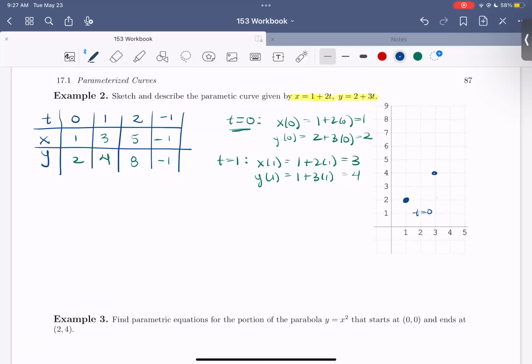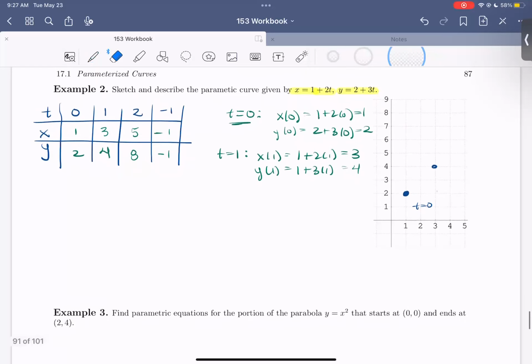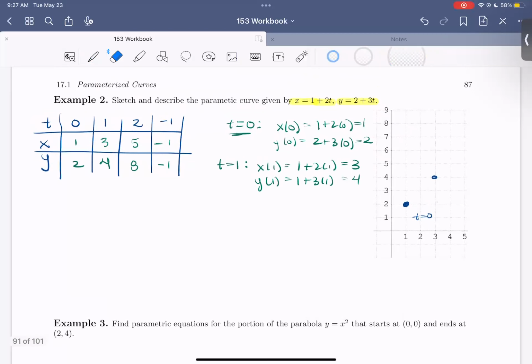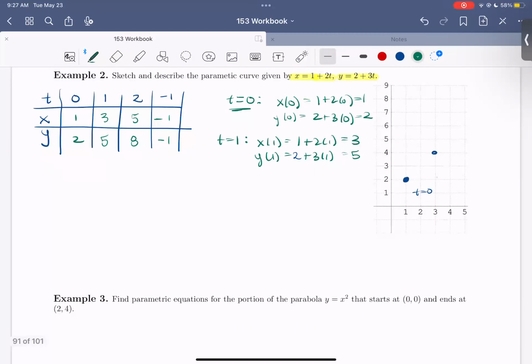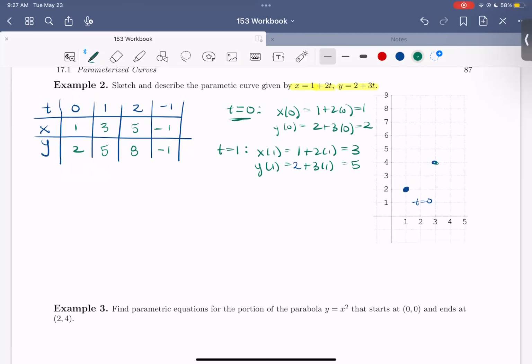And rather, it looks like I might have made an addition error, because y here, hope you caught that, is 2 plus 3 times 1. So we should be getting 5 here instead. Please go ahead and correct that in your notes as well. The others all should be correct from here. So this point, let's draw it in the correct place, is 3, 5. We should go over 3, up 5. So we're going to be here, and that's when t equals 1.